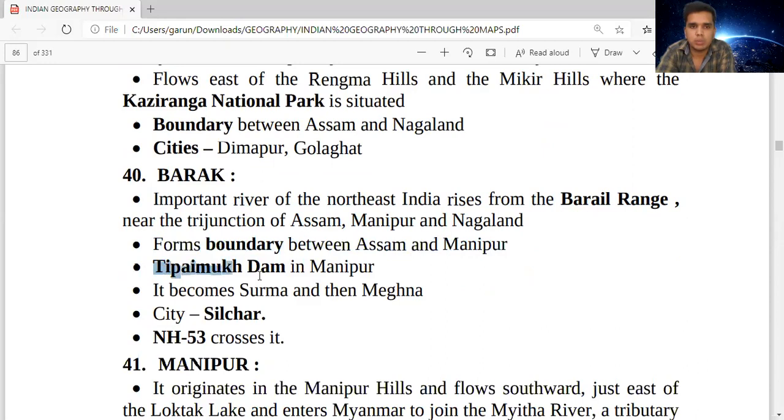Next point is Tipaimukh Dam in Manipur. It becomes Surma and then Meghna.